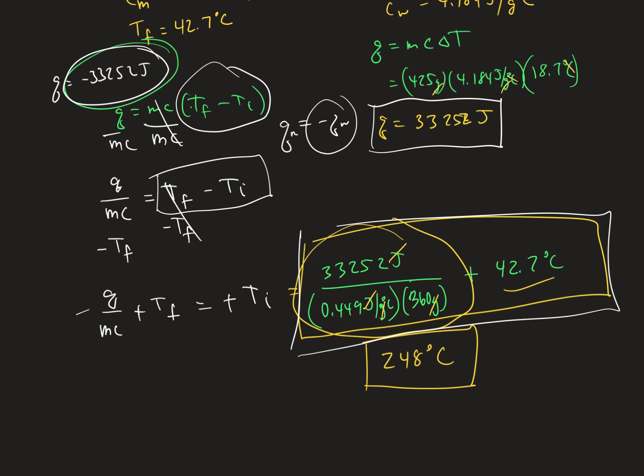Okay. Anything else? How did you get 248? I understand how you got the rest. So I'll type it in. We got 33252 divided by 0.449 divided by 360. And then I got 205.7. And then I'm going to add to that 42.7. And I got 248.4. I just rounded to 248. Oh, because you add that because it's the final. Yeah. Good? Thanks for asking.